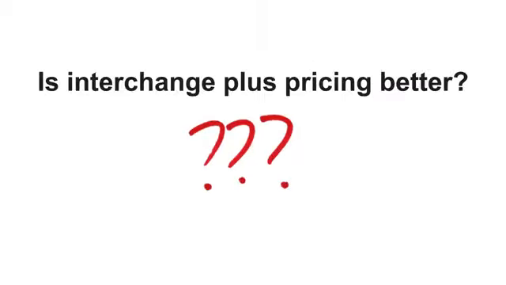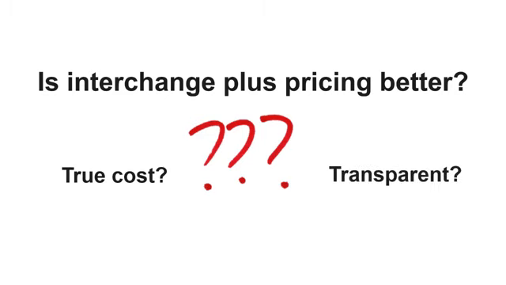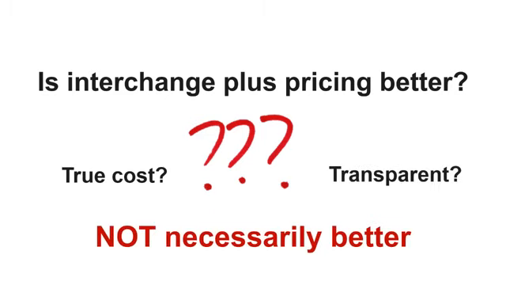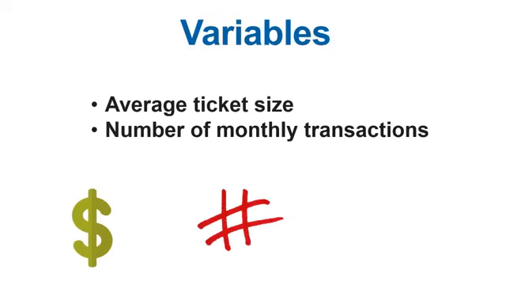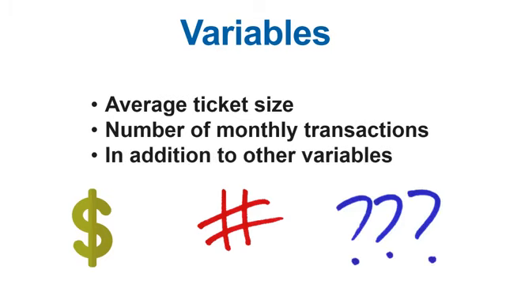It's widely assumed that interchange plus pricing is a better pricing model because it's said to have a true cost or a transparent pricing model, but that does not necessarily mean that it's a lower overall cost. Variables such as average ticket and the number of transactions processed each month, in addition to the pricing structure variables that we discussed already, determine whether tier or interchange plus pricing is best for your company.